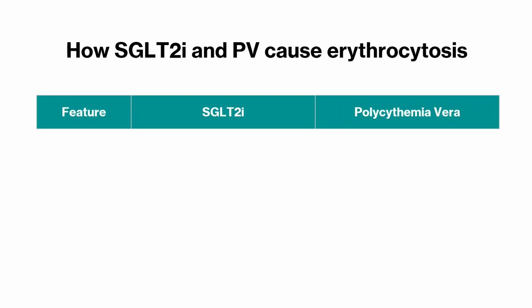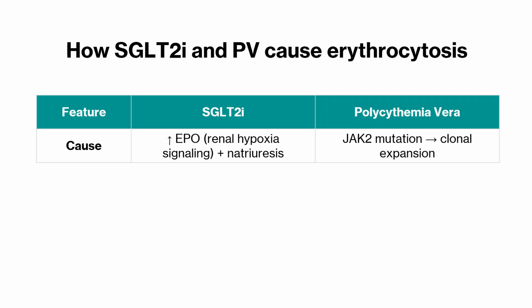We should juxtapose SGLT2 inhibitors and polycythemia vera, because differentiating the two of them can be very helpful. We just reviewed the mechanism for how SGLT2 inhibitors cause erythrocytosis, and remember that for polycythemia vera, a JAK2 mutation will lead to clonal expansion. When you look at the EPO levels, it will be normal or high if they're on an SGLT2 inhibitor, and low in polycythemia vera.